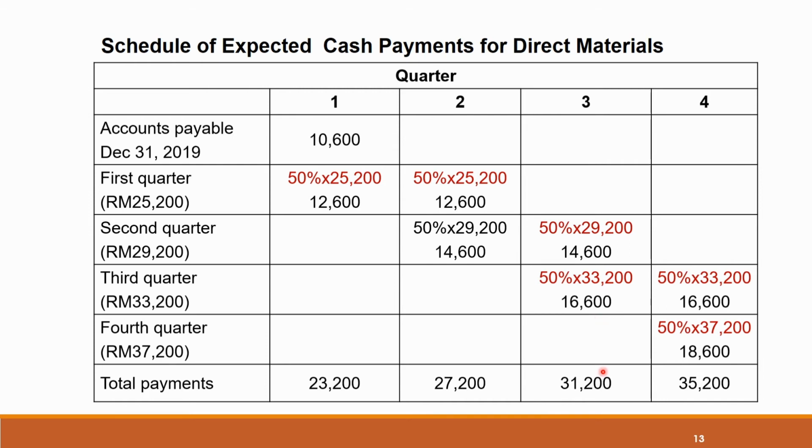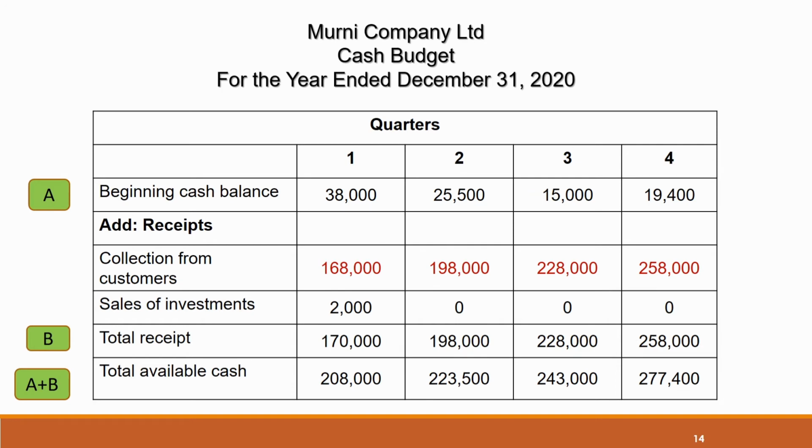And the last one, the last quarter, we have to add 16,600 plus 18,600 and you get the total for the fourth quarter, 35,200. This amount you have to record in the cash budget in the cash disbursement. Now we can prepare the cash budget for the year ended 31st December 2020.